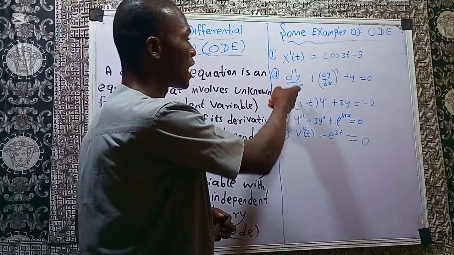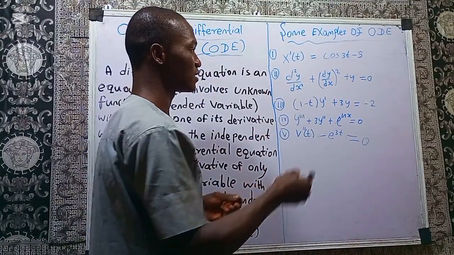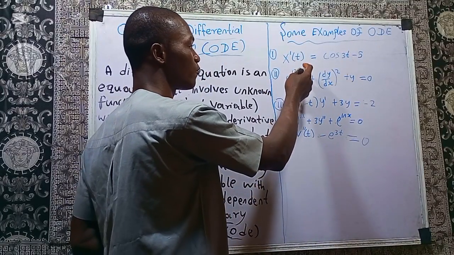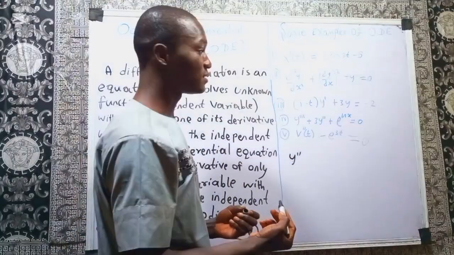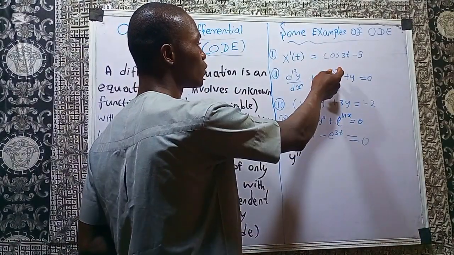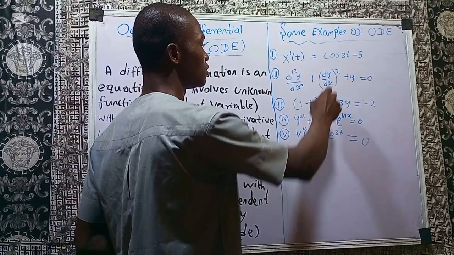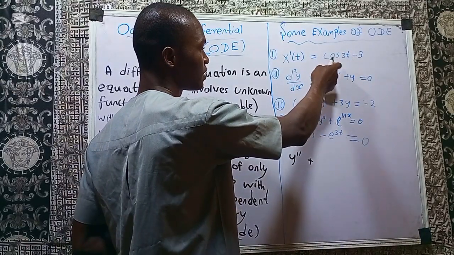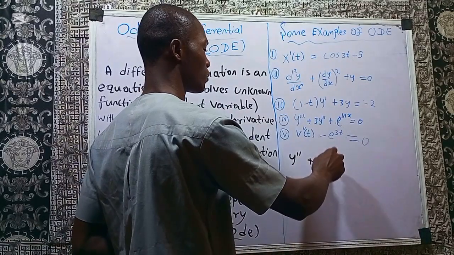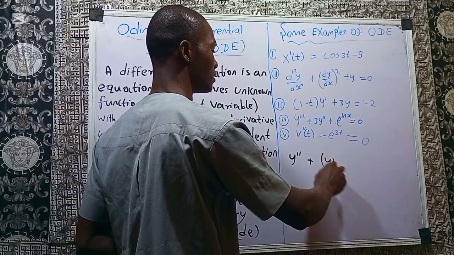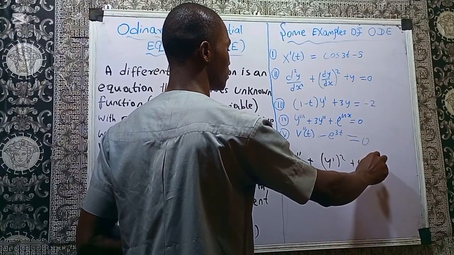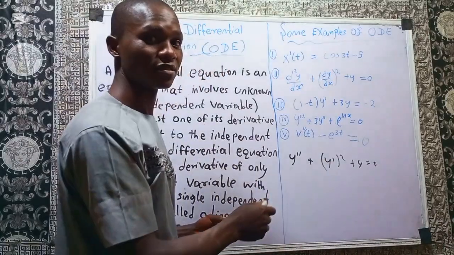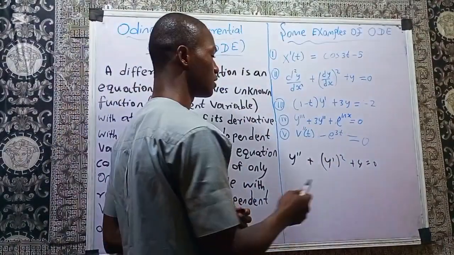So let's look at this one. This one written here can be written as the second derivative of y with respect to x. You can write it as y prime prime. They are the same thing. Then this one, the root plus the first derivative of y with respect to x all squared. You can write it as y prime, then all squared, then plus y equal to 0. So this writing is the same thing as this one.